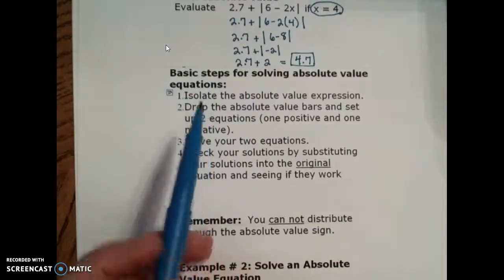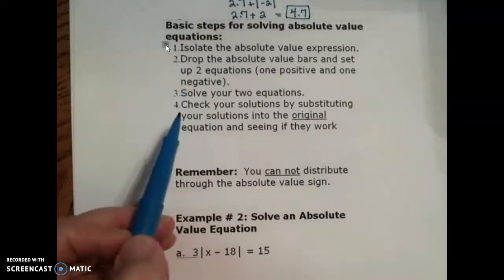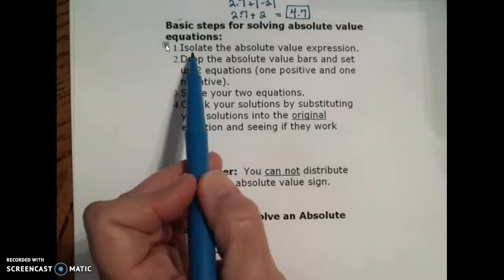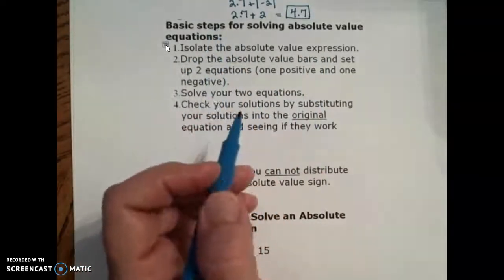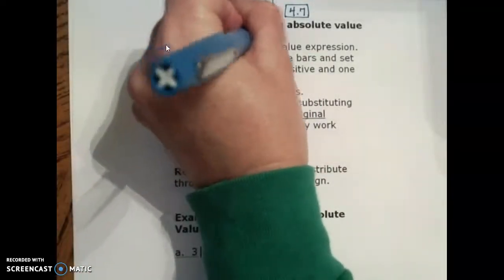Now we're going to solve equations. So there's basic steps here for you. If you will follow these steps, it should be pretty simple steps for you to go by. So the first step is to isolate the absolute value expression. So that word means get by itself.